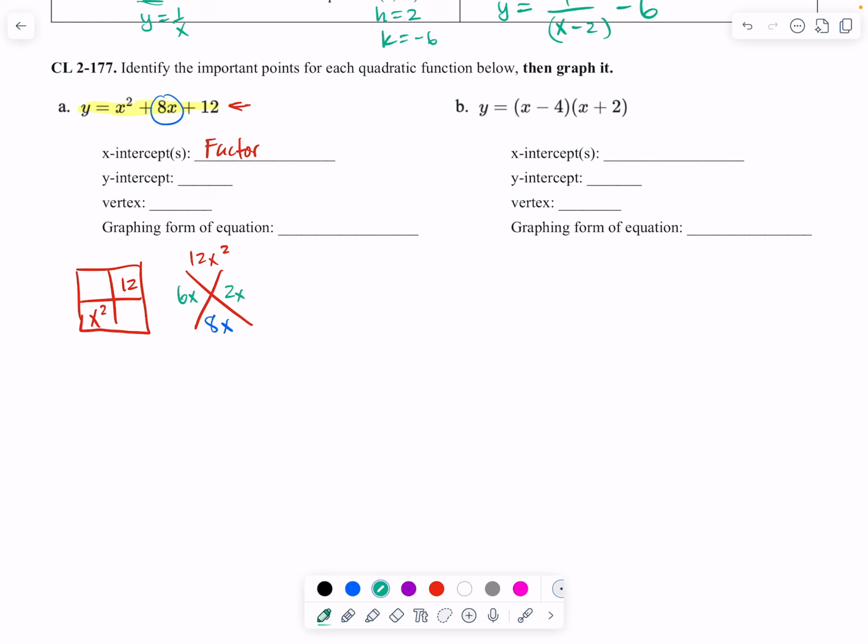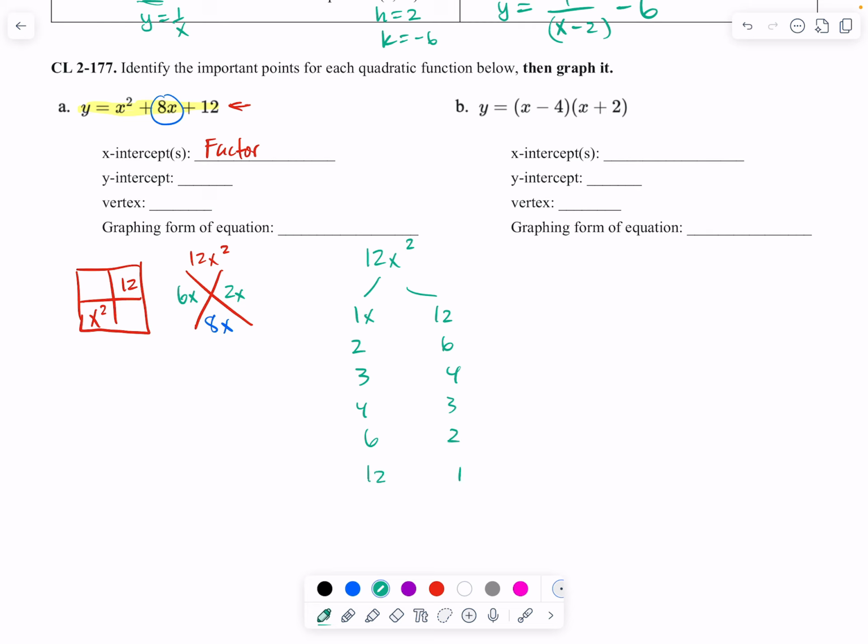And if you need practice on that, you want to think about 12x squared and all of its possible factors. So like 1 and 12, 2 and 6, 3 and 4, 4 and 3, 6 and 2, and then 12 and 1.